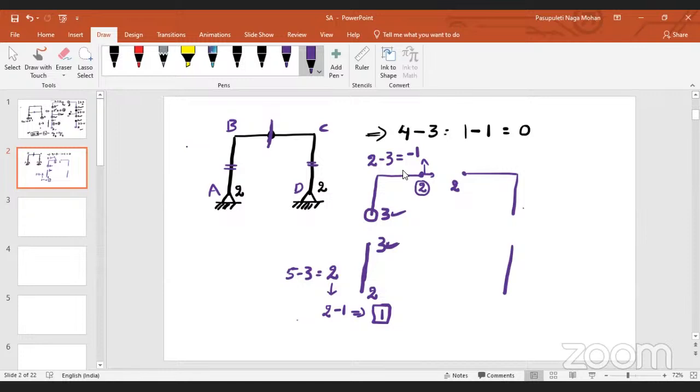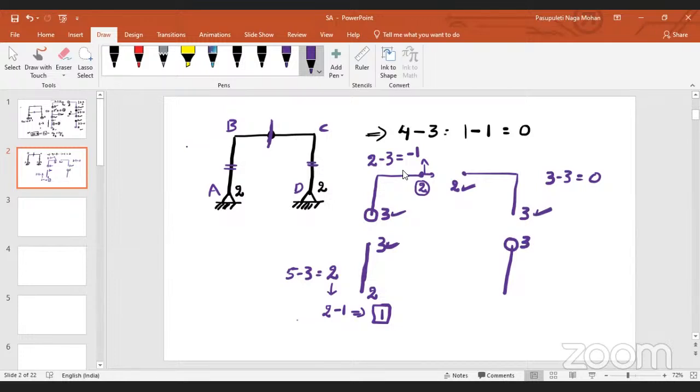3. So these two are already known, isn't it? This two is already known. So total how many unknowns? 5. 3 minus 3, 0. If these 3 are known, can I know these 3 as well? Yes, sir. These 3 are known.